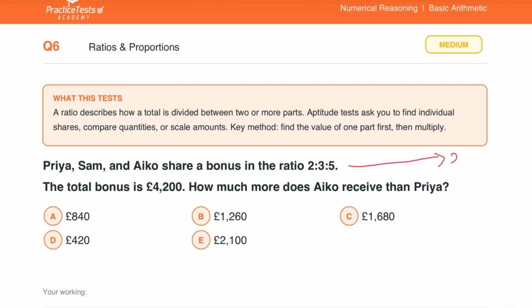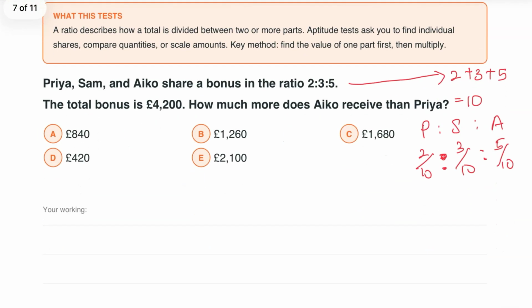2:3:5, we can simply add it. That would be 10. And if we talk about Priya is to Sam is to Aiko, each one gets 2/10, 3/10, and 5/10. This is the first step I recommend you do when you have questions regarding ratios and proportions. Convert it to fractions. Go ahead and solve this. If not, join me. We'll have a look at the answer now.